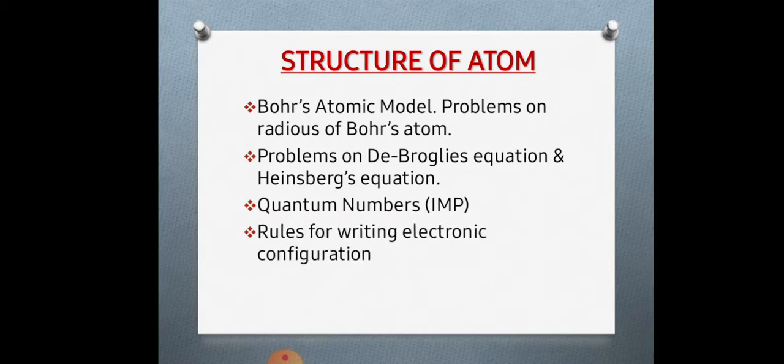Then the fourth important concept is electronic configuration, especially the rules for writing electronic configuration. And in the rules for writing electronic configuration, the three important rules: one is Aufbau principle, second one is Pauli's exclusion principle, and the third very important concept is Hund's multiplicity rule. So all these are the important concepts under structure of atom.